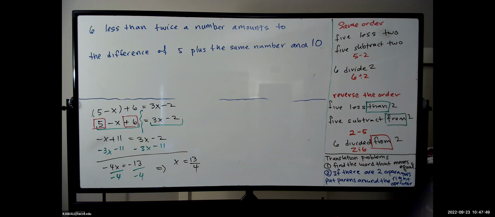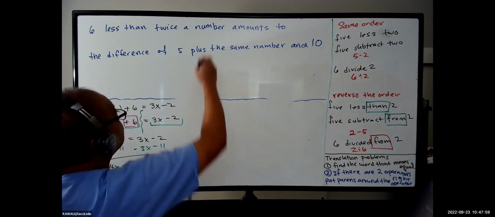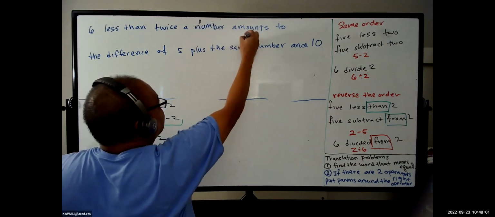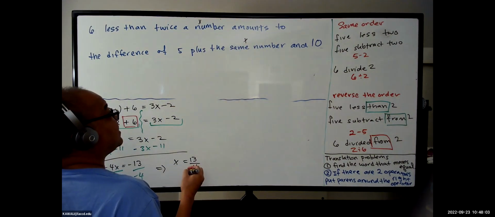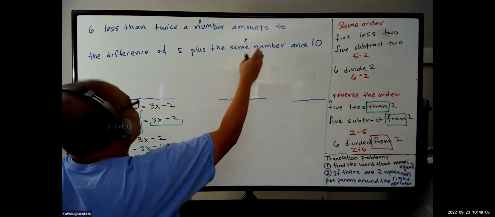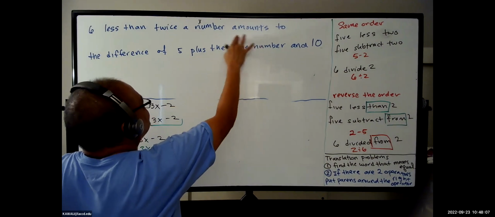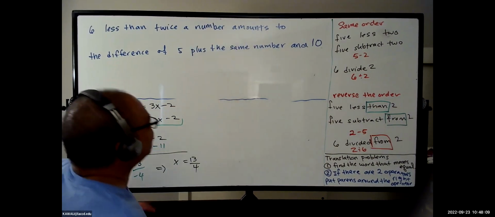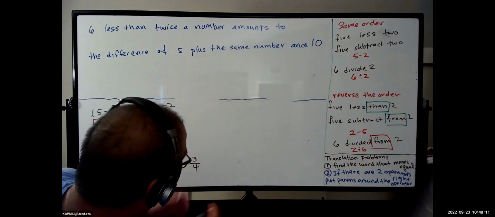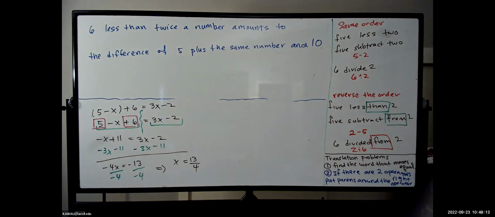Professor, use the same number. I don't understand "the same number." Same number, that means x. Yes. This is x and that's x. Oh, okay, got it, thank you. So if I didn't put "same," it could be some other number, although it's probably the same number. Okay. So the same number means this one and this one are the same variable. Okay, thank you.